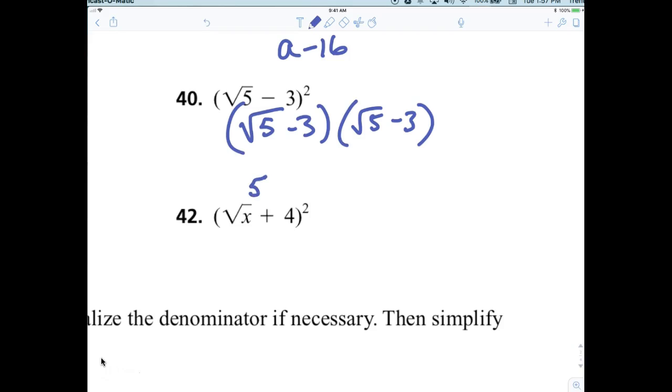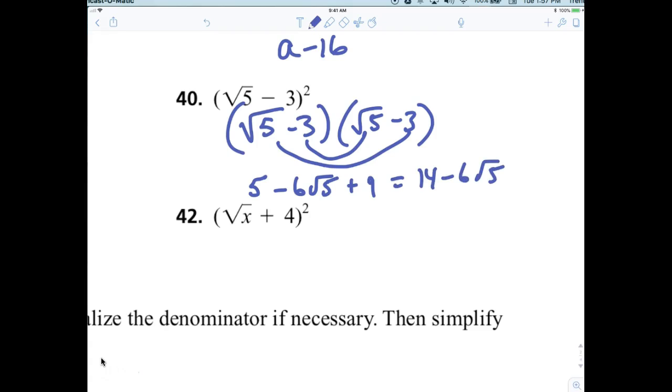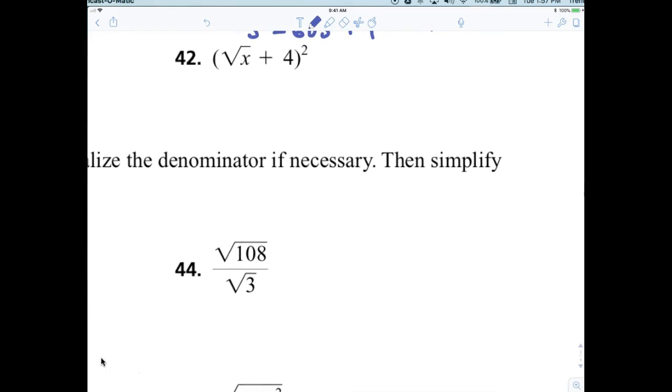Now here's where most of you made a mistake. You forgot the insides, right? You forgot the little smiley face. So that's negative 6 radical 5. And then negative 3 times negative 3 is your positive 9. So lots of ways to make little mistakes there. Final answer, 14 minus 6 radical 5. If that's not what you said, then it's wrong.